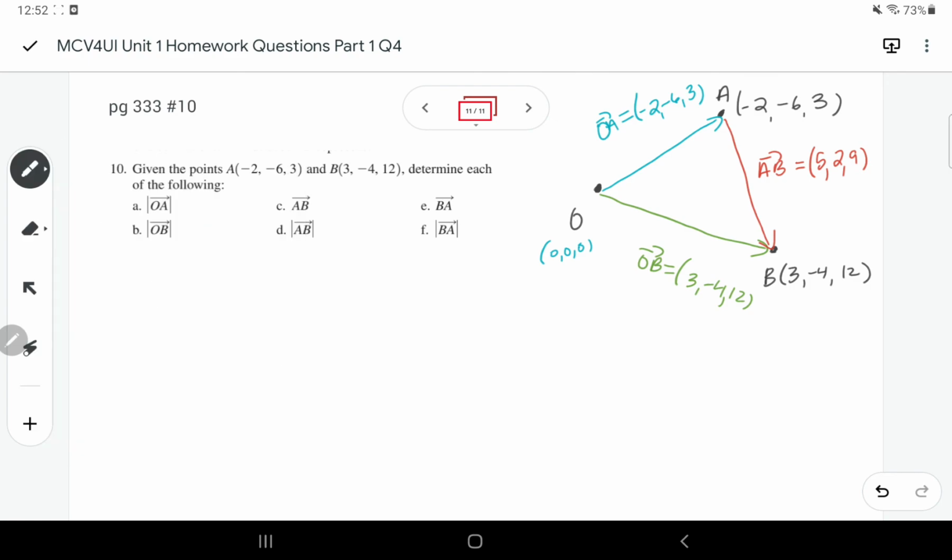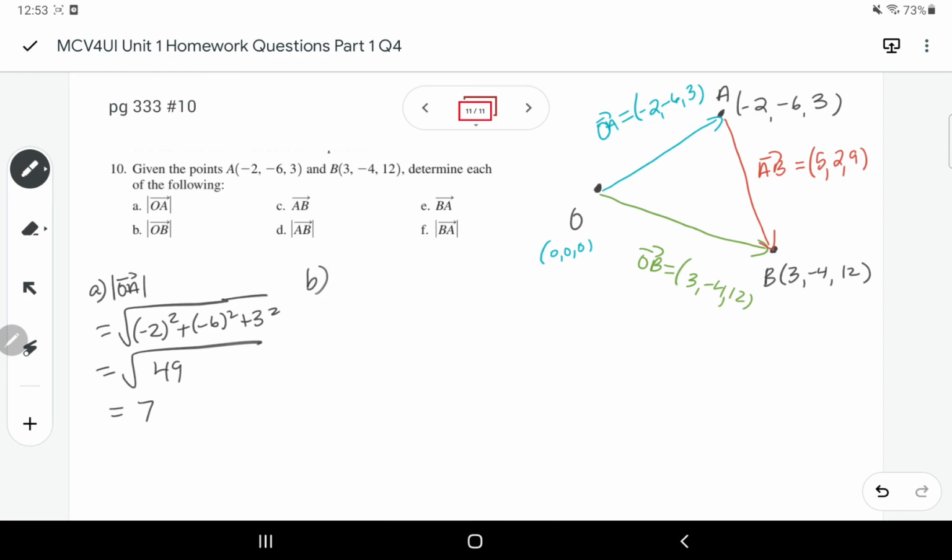So if I were to do all of these calculations, for A, the magnitude of OA is going to be the square root of -2 squared plus -6 squared plus 3 squared. So the square root of 49, which is 7. So for B, the magnitude of OB, same idea. We've got 3 squared plus -4 squared plus 12 squared. So that would be the square root of 202.